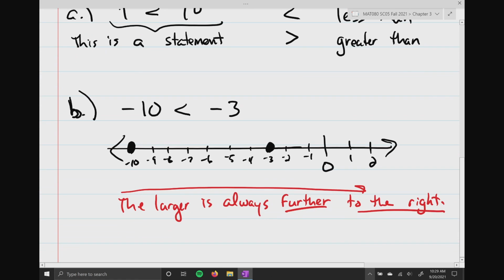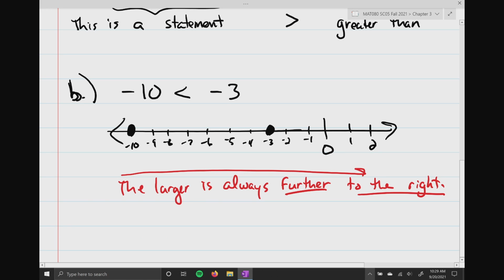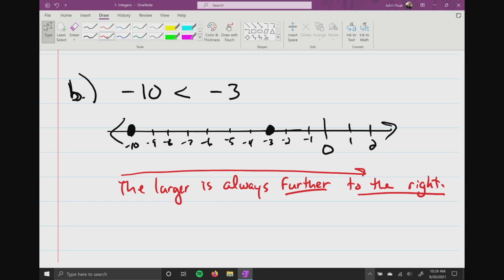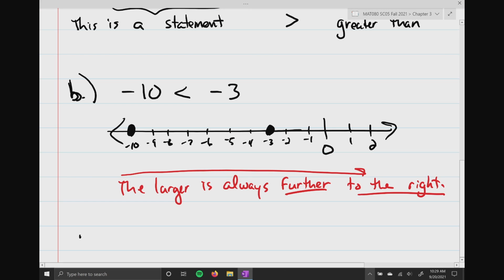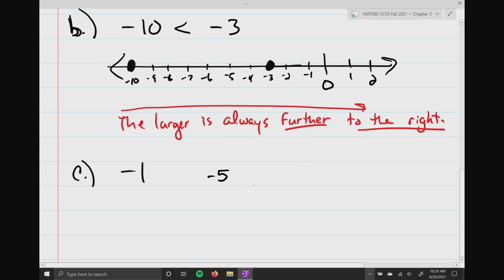Okay? Now, if you could just think about that and look at this example. Negative 1, and we're trying to compare negative 5. Negative 1 and negative 5. If I were to draw this number line again, and just plot them.